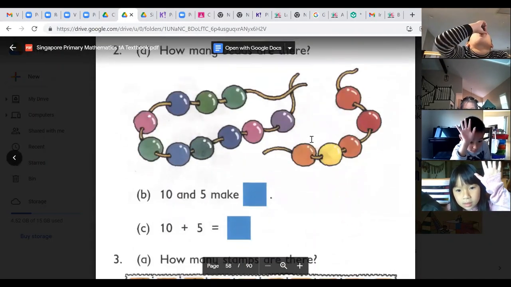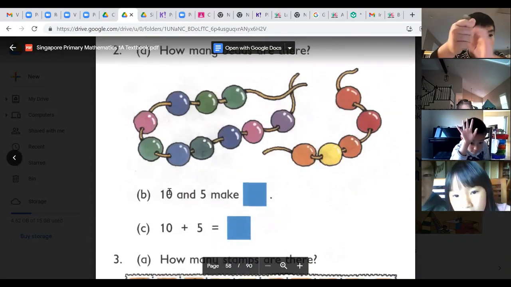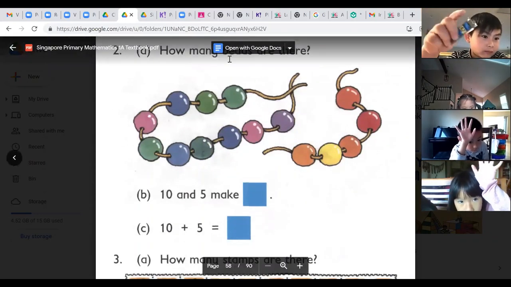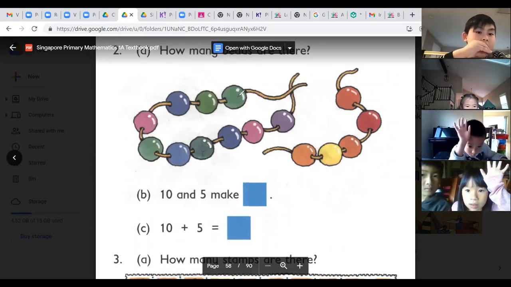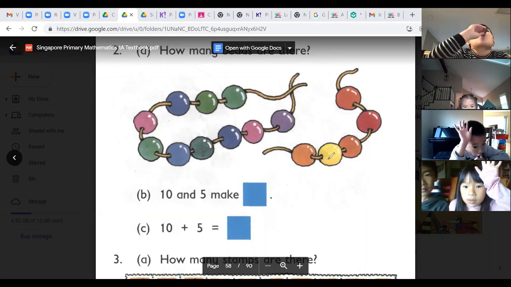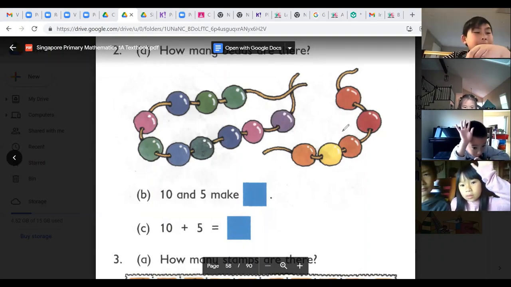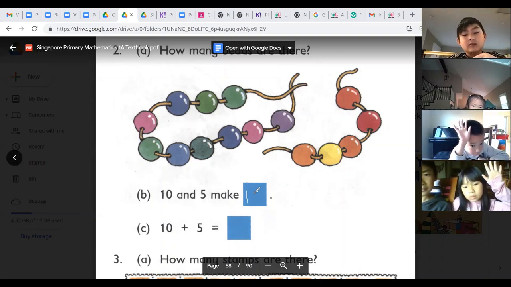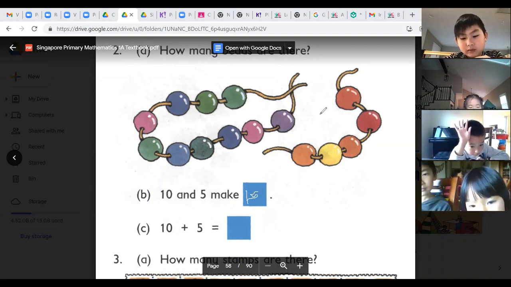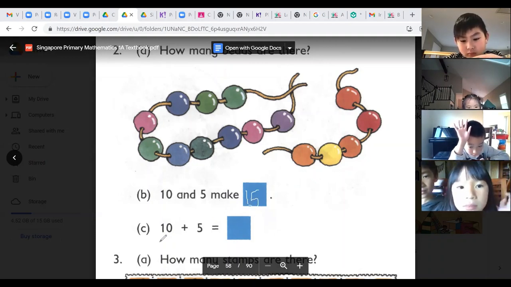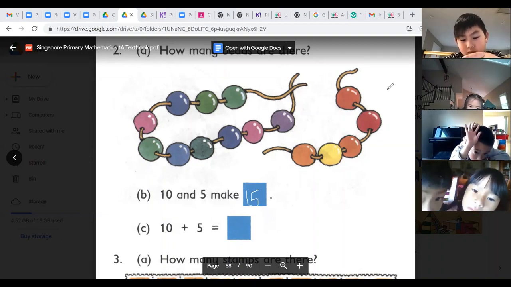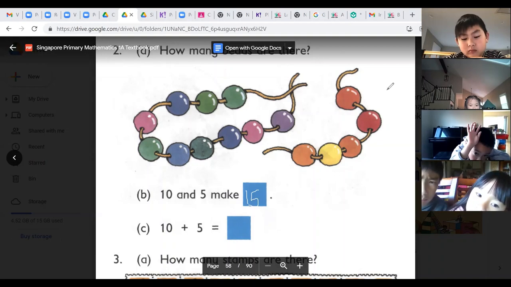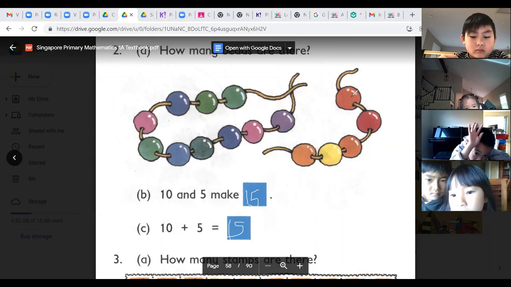Okay. How many beads are there? Okay. So 10 and 5 first, if we count all of them, we're going to find that they make 15. Okay. So we have 1, 2, 3, 4, 5, 6, 7, 8, 9, 10, 11, 12, 13, 14, and then 15. Okay. And so 10 plus 5, which is the same thing as 10 and 5, the answer is also 15.